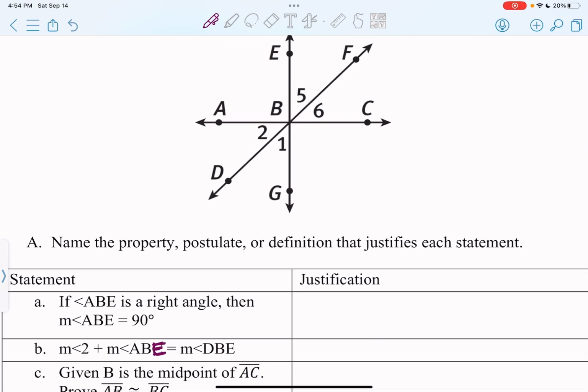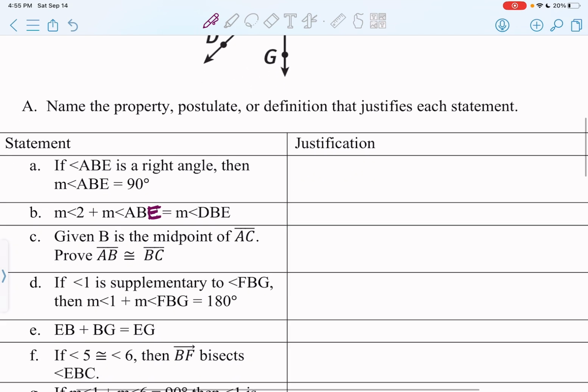In A, it says that if angle ABE is a right angle, then the measure of angle ABE is 90 degrees. Why do we know that? Why do we know that if ABE is a right angle, then it measures 90 degrees? Well, that's the definition of a right angle. That is knowing one of your definitions. Because ABE is a right angle, then it must equal 90 degrees. And so for your justification, all you have to say is that that's the definition of a right angle.